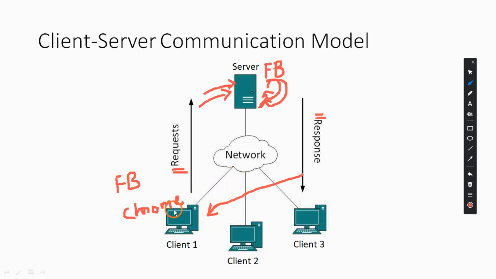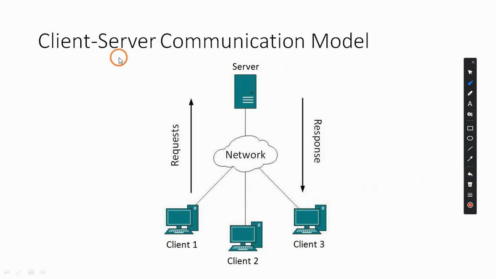In the client server communication model, the main responsibility of the client is sending requests. The main responsibility of the server is to listen to the clients, accept the requests, process those requests and send back responses to the client. So this is a very simple thing. I hope you have all understood what the client server communication model is. Now we are going to implement this model using socket programming in Java.